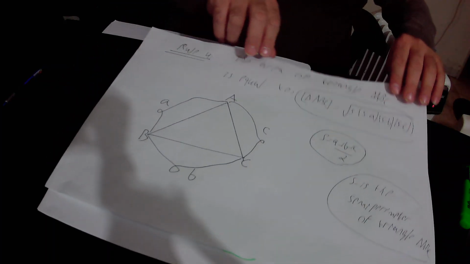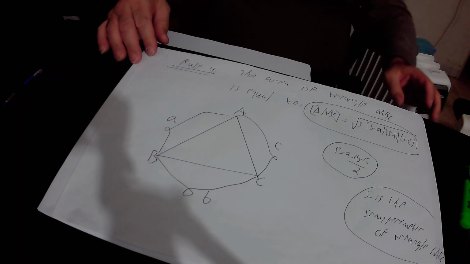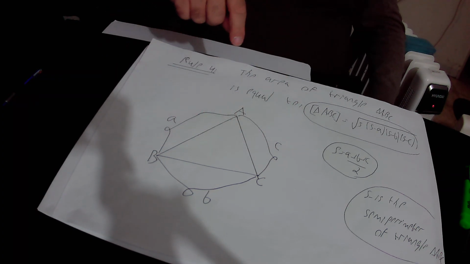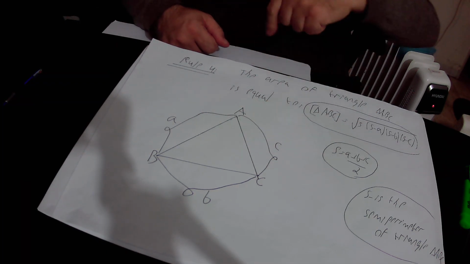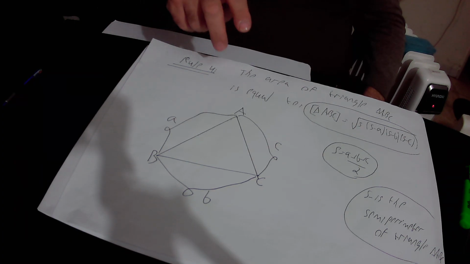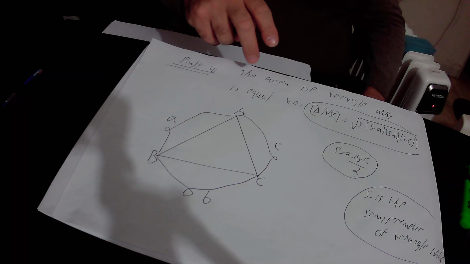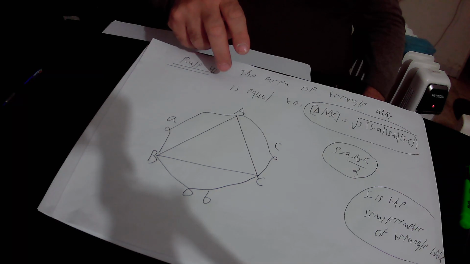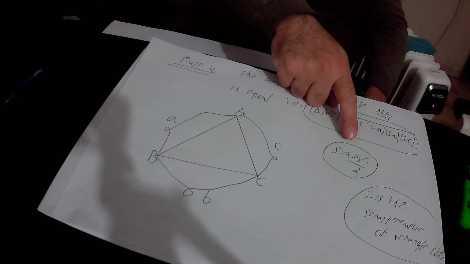This is actually rule number 4. In the drawing of rule number 4 we have triangle ABC. We know that side AB of this triangle equals A units in length, side BC equals B units in length, and side AC equals C units in length. The semi-perimeter of this triangle equals the perimeter over 2. That is to say, S equals A plus B plus C over 2.